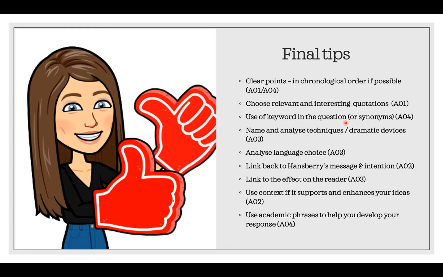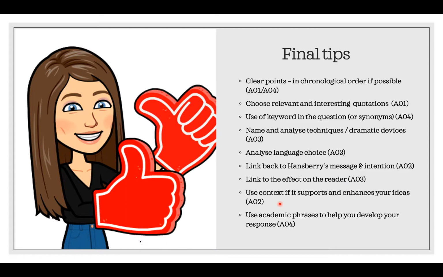Use of keywords in the question throughout or synonyms. Name and analyse the techniques or dramatic devices. So it's not good enough merely just to name them, but you must talk about why they've been used and what the effect is. Analysis of language choice whenever you can. Link back to Hansberry's message and intention. Link to the effect on the reader or the audience in this case. What are we supposed to think, feel? Use of context if it supports and enhances your ideas.